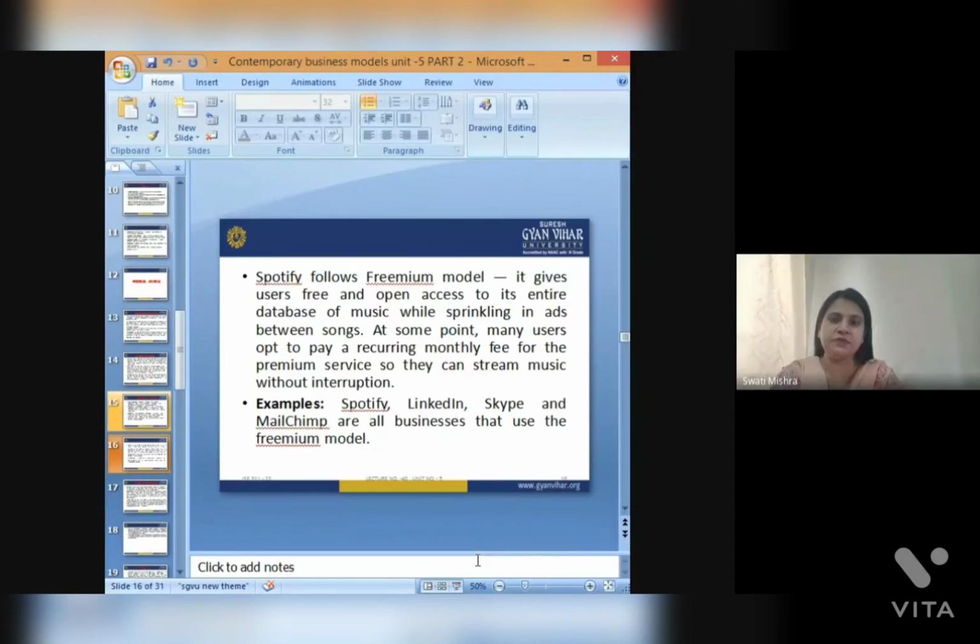So there are multiple such examples of businesses using the freemium model, and they are Spotify, LinkedIn, Skype, Mailchimp. These are all businesses that use the freemium model.